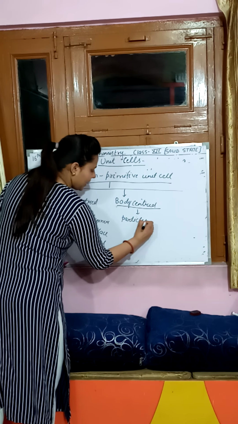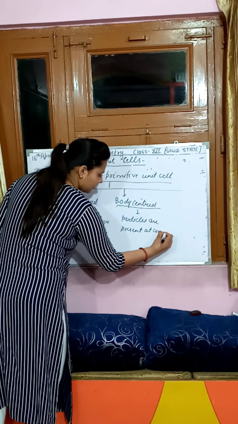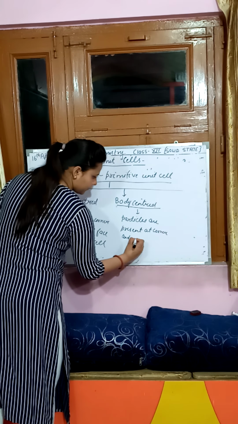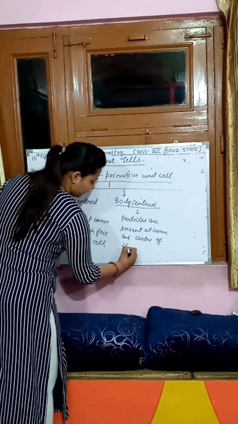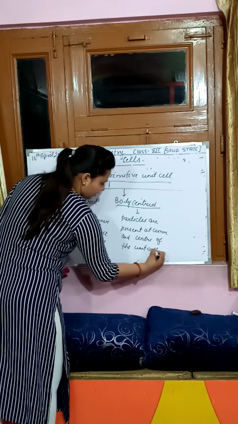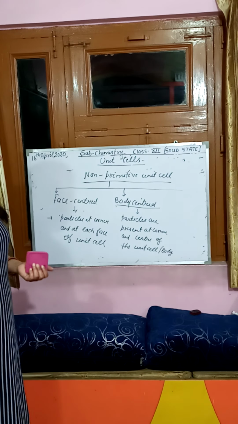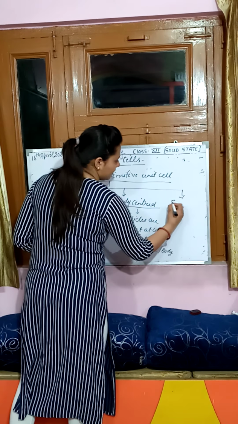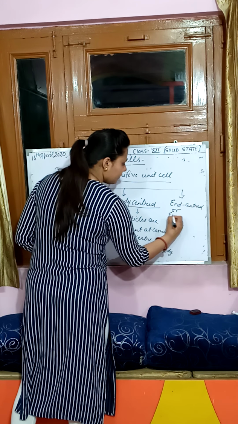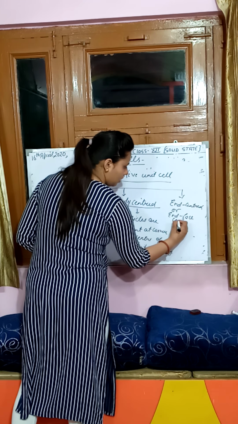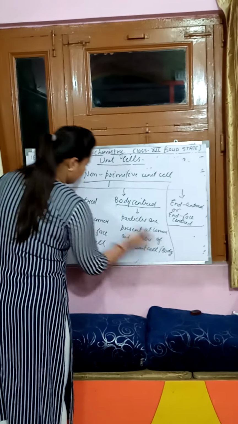That particles are present at corners and center of the body or the unit cell, you can say, so that's why it is known to be a body centered unit cell. Now last one is end centered. End centered. और कहाँ कहीं पर ये end face centered भी लिखा हुआ है बेटा. End face centered. Now what do you mean by this end centered unit cell?